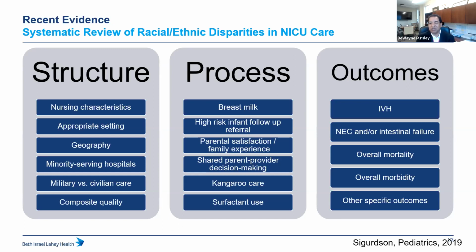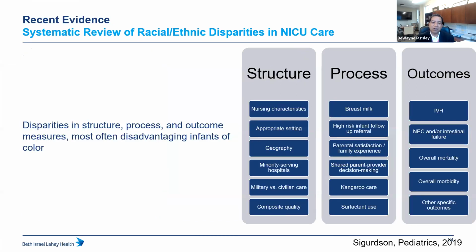Outcomes, a whole host of disparate outcomes have been documented in the literature, including NEC, IVH, hospital-acquired infections, mortality, respiratory conditions, and several more. Next slide, please. So there are a whole host of potential opportunities to reduce disparate care and outcomes. These are outcomes that generally disadvantage infants of color. Given the studies that we've reviewed, they may reflect differential quality of care or differential access to high quality care.